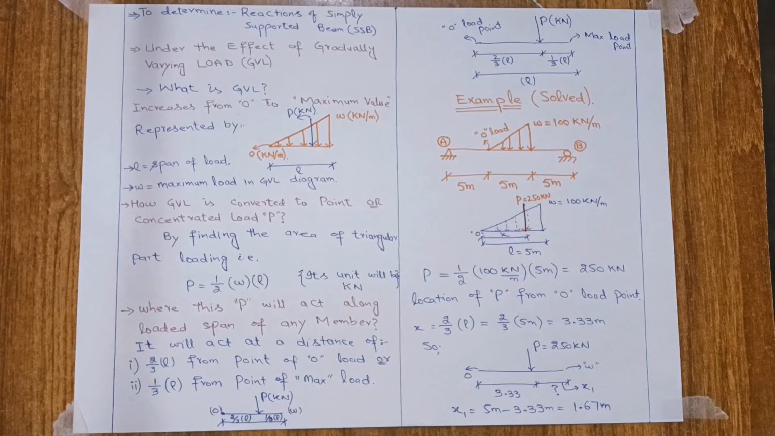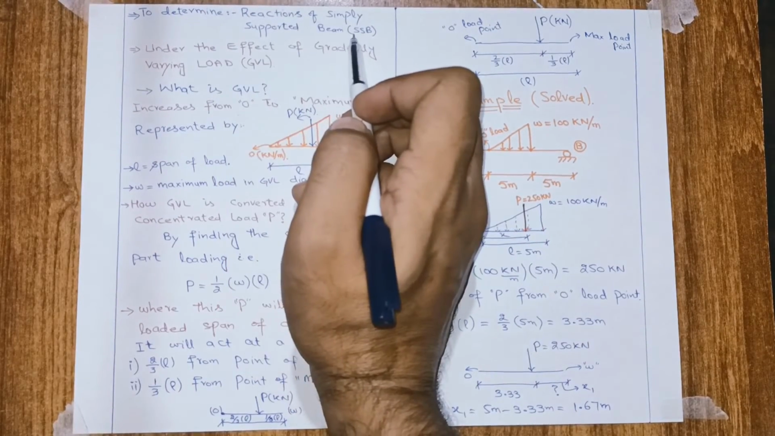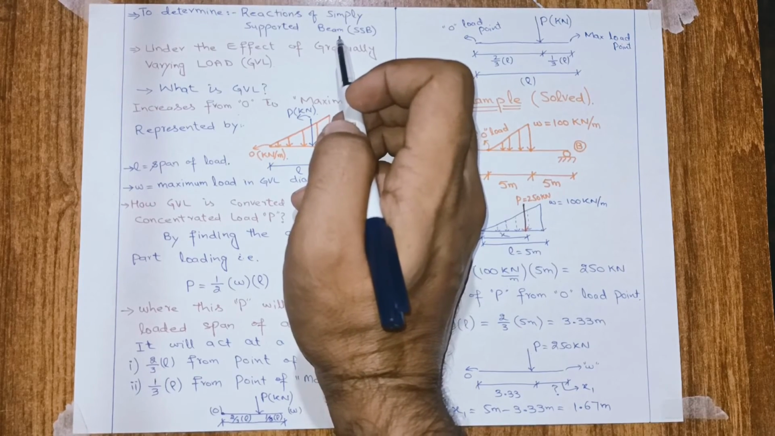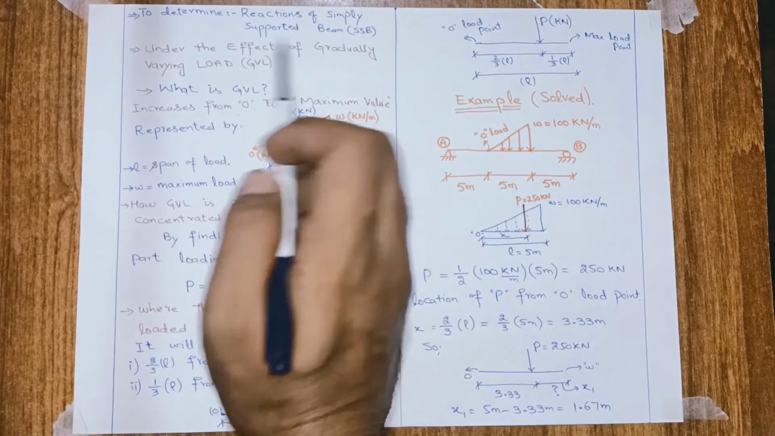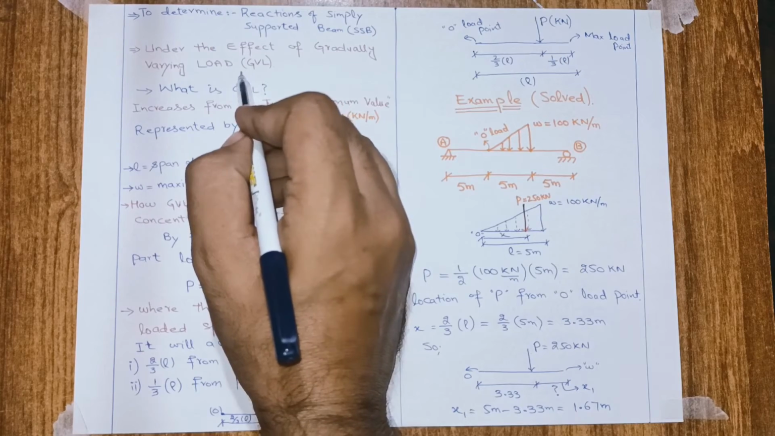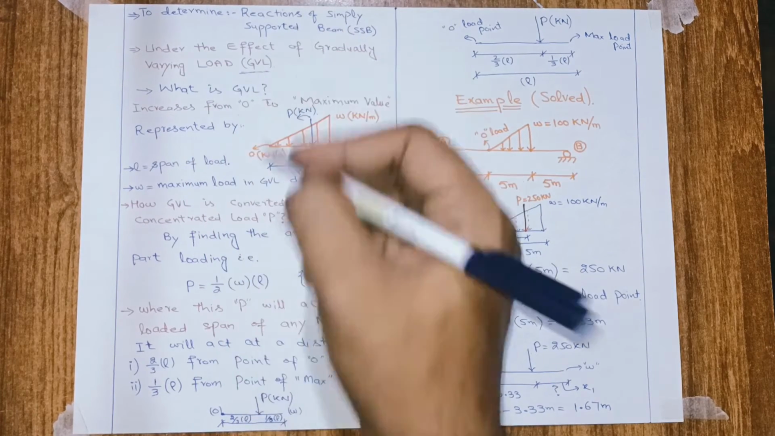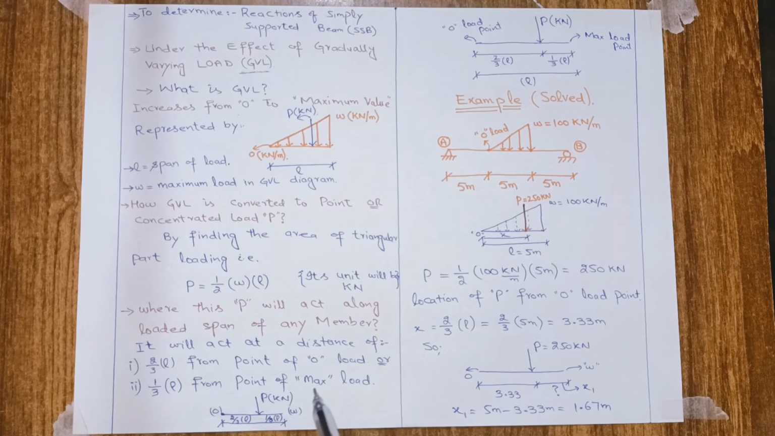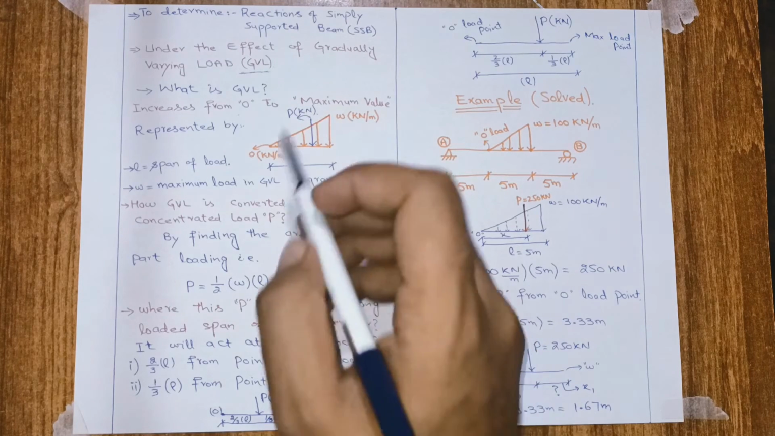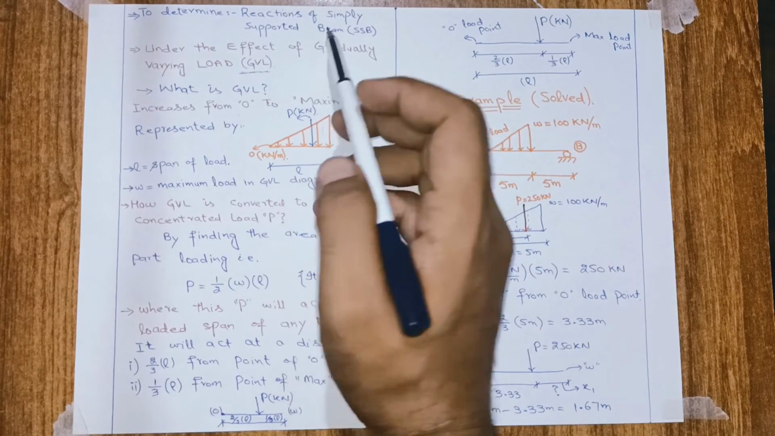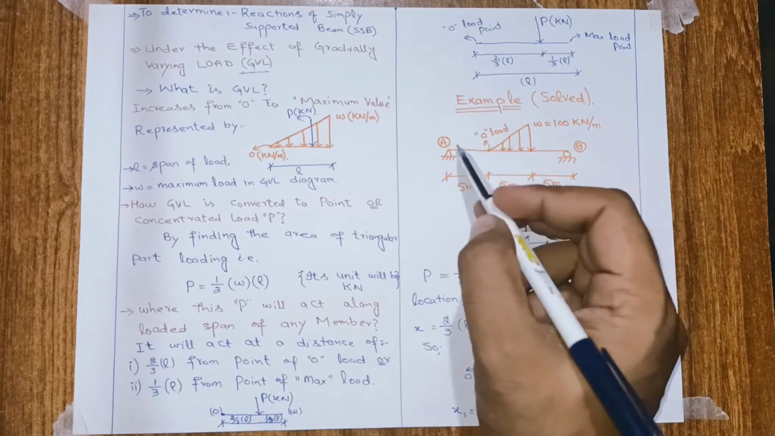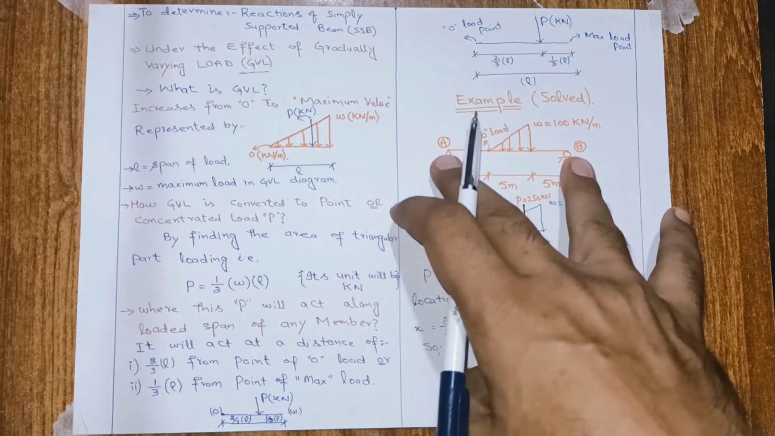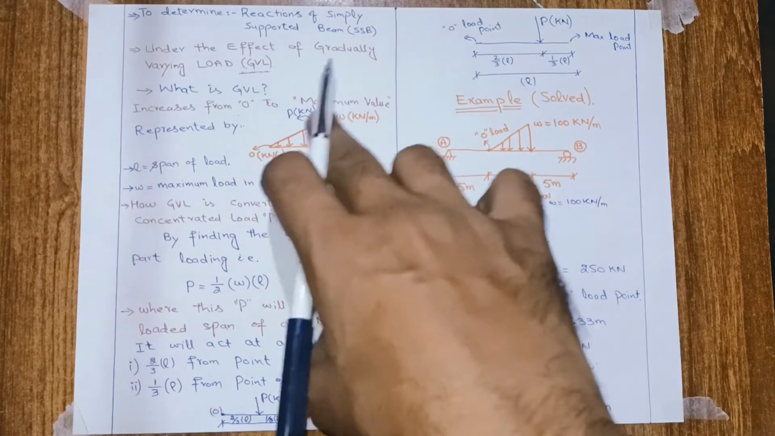Today I am going to discuss the determination of reactions of a simply supported beam under the effect of gradually varying load. We also call this GVL. The basic purpose of this video lecture is to make you able to calculate the reactions of a simply supported beam, a beam having a pin support at one end and a roller support at its other end. So we want to calculate the reactions of this beam when this beam is loaded with a GVL.